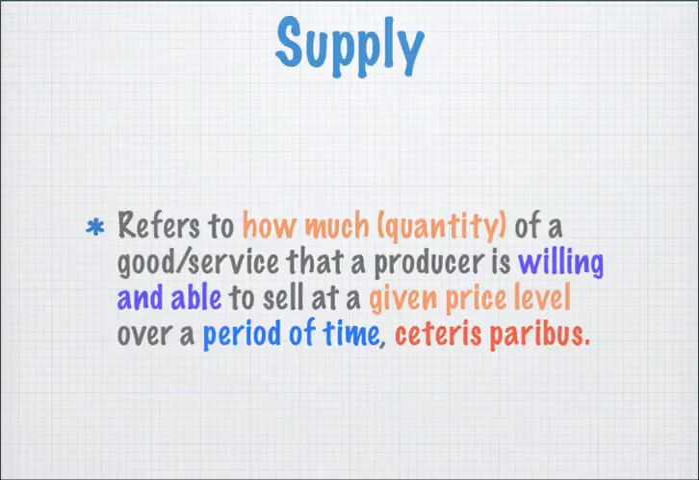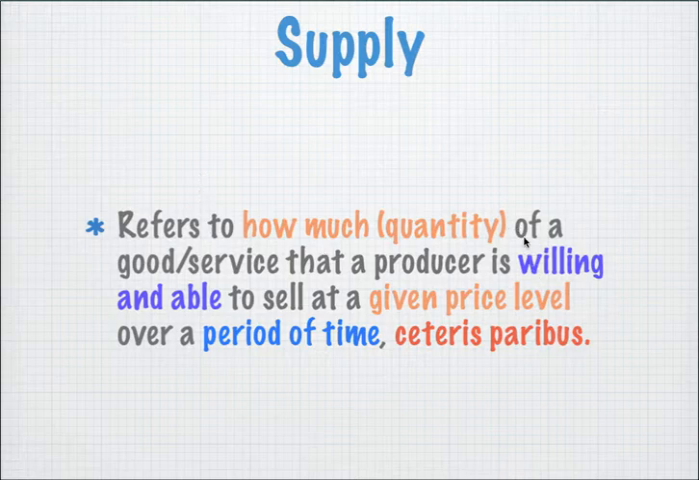Okay, so now we move on to the definition of supply. As you can see, it's quite symmetric to that of the definition for demand. Supply refers to how much quantity of a good or service that the producer is willing and able to sell at a given price level over a period of time, ceteris paribus. So like demand, it is a flow concept, and it also assumes that all other factors are constant. So the only thing that varies here are these two variables, which are price level, which is we look at how when price level changes, how that will affect the quantity that is being supplied by the producer.